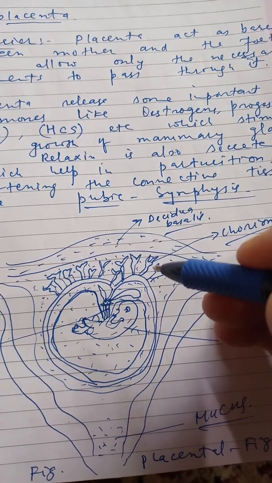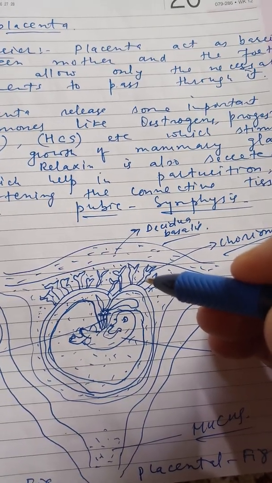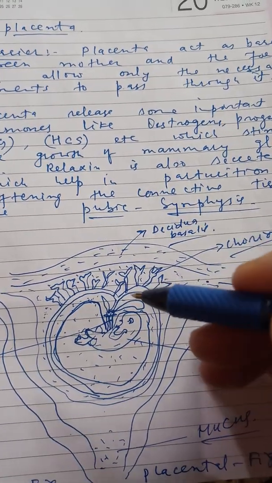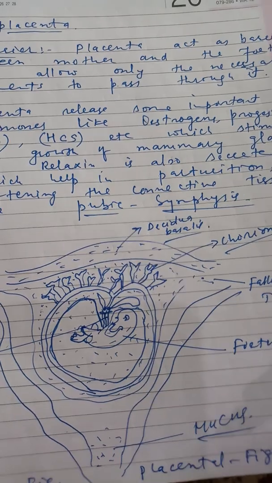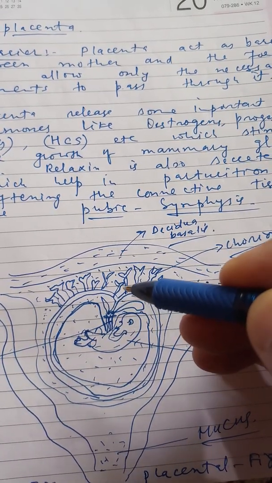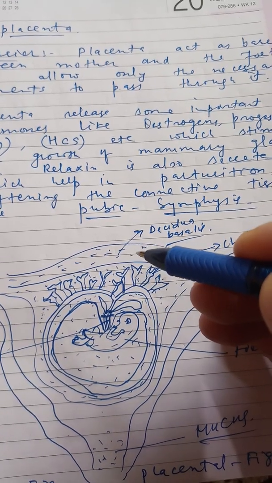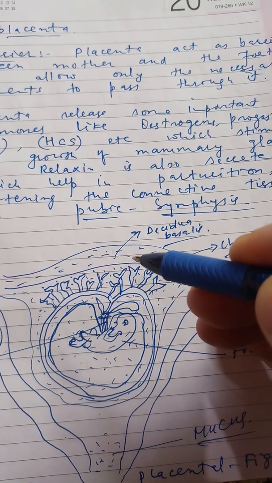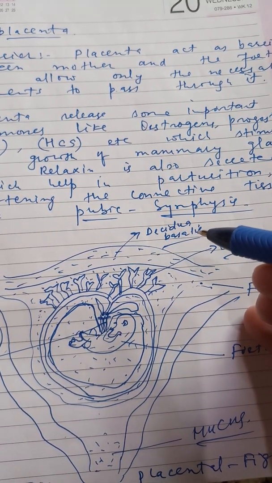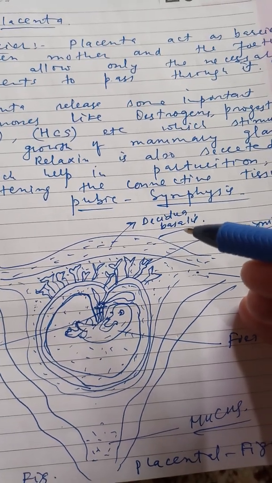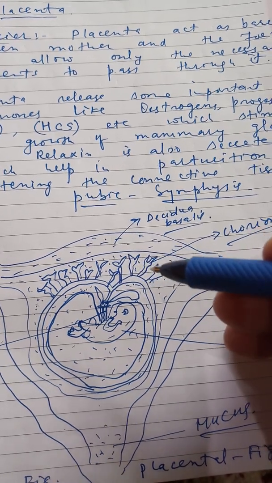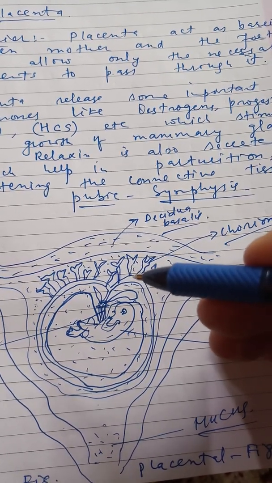So our placenta is actually made of two parts, one foetal part and the other maternal part, or mother's part. This is the foetal part, the chorionic part, and this is the mother's part. And this maternal part of the placenta is known as decidua basalis. It is known as decidua basalis. And now let us see how this placenta functions.